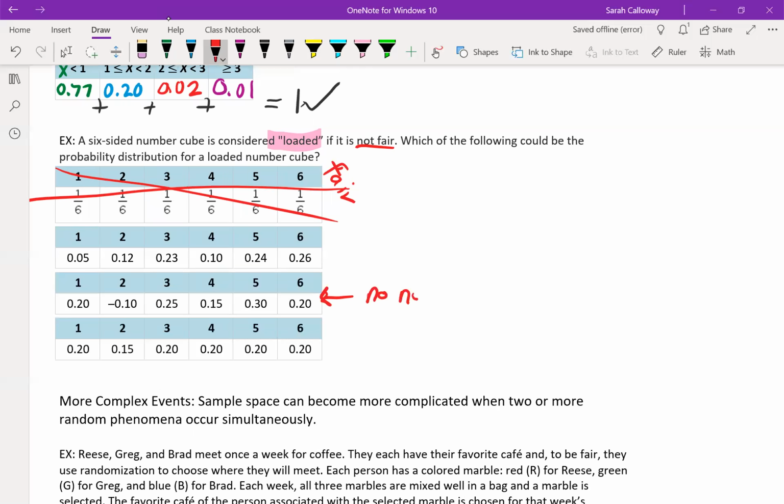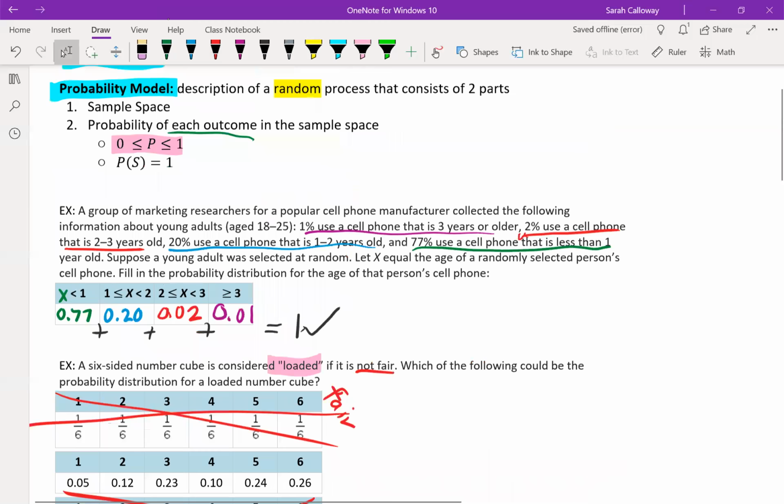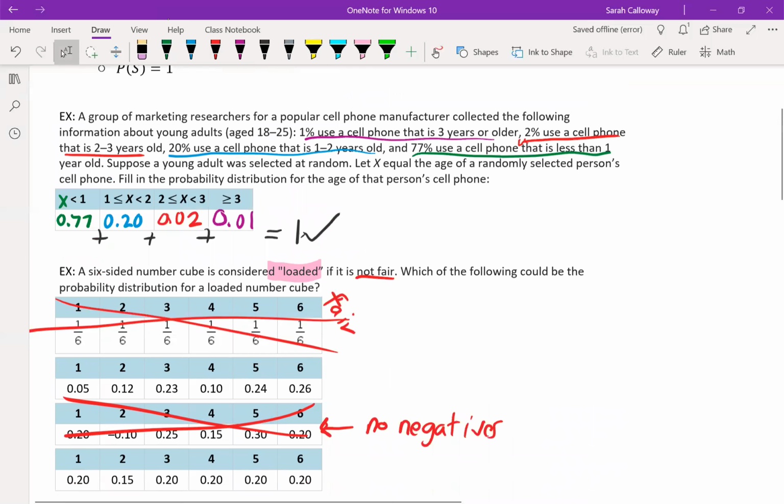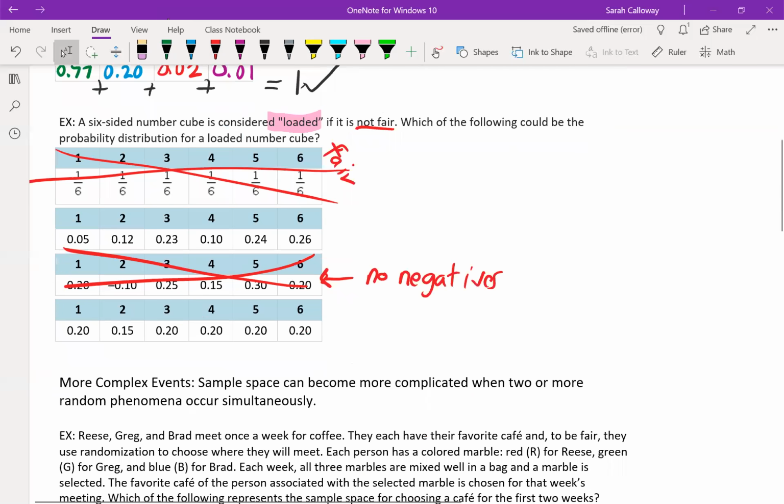So that means that I can eliminate this answer choice because of that negative 10% as a probability. Okay, I cannot have a negative probability. The last thing to check is that the probability of the sample space is equal to 1. So again, if I add up all the values and I get 1, then that should be the appropriate model.